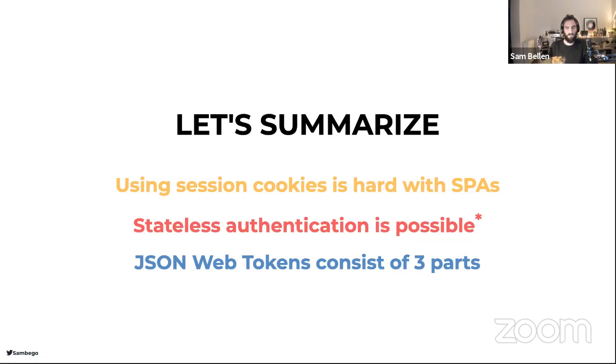And JSON Web Tokens consist of 3 parts: the header, which contains some information about the token itself; the payload, which contains all of the other information that your API or service is going to need in order to work with this token; and the signature, which lets you verify the content of that header and that payload.